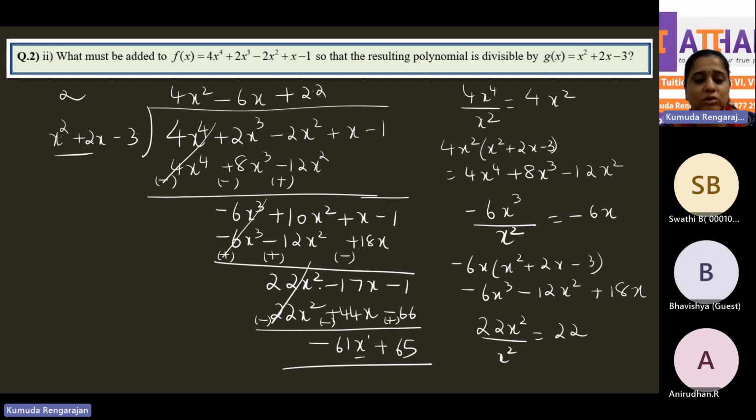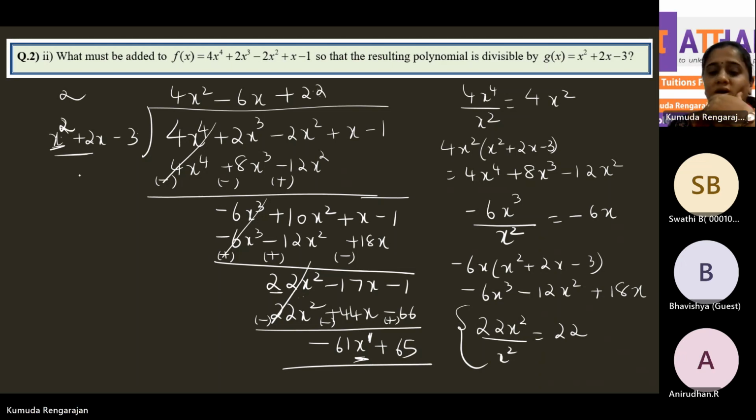See, here it was equal only, no? At this stage, 22x square divided by x square, the degrees were equal, 22x square and x square. If it's equal, you should continue the division process. Now you see that the degree of the remainder is 1, but the degree of the divisor is 2. The degree of the remainder is less than the degree of the divisor. So stop the division process.